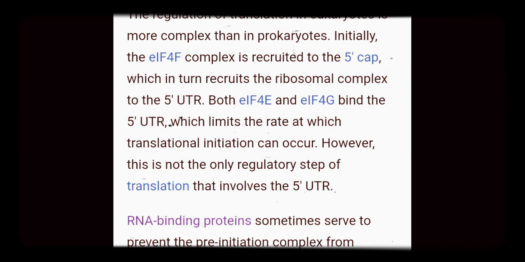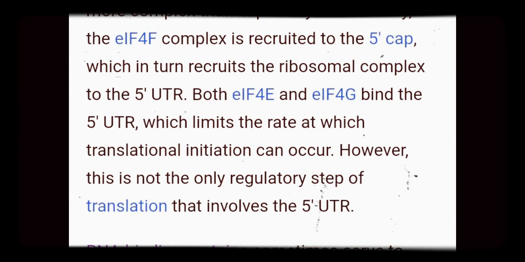Initially, the EIF4F complex interacts with the 5' cap, which in turn recruits the ribosomal complex to bind to the 5' UTR. Then it will scan the RNA to identify the start codon. Both EIF4E and EIF4G bind to the 5' UTR, which limits the rate at which translation initiation can occur. However, this is not the only regulatory step of translation that involves the 5' UTR.